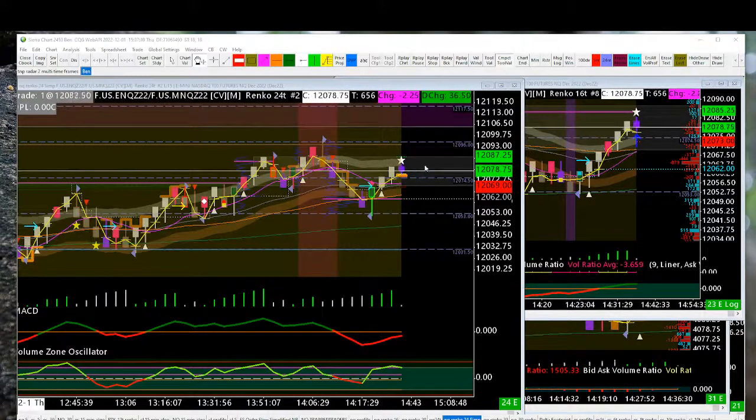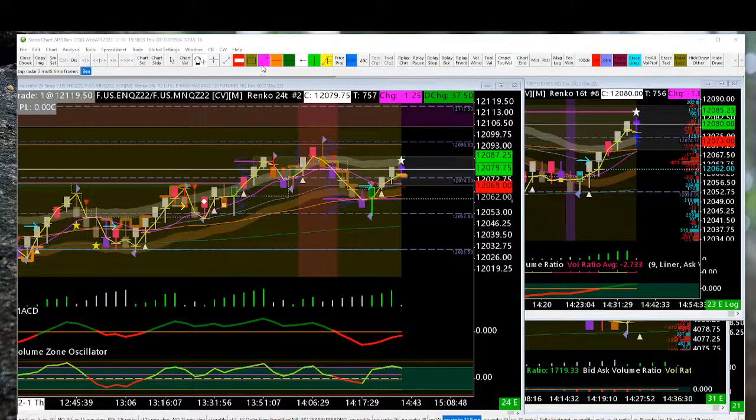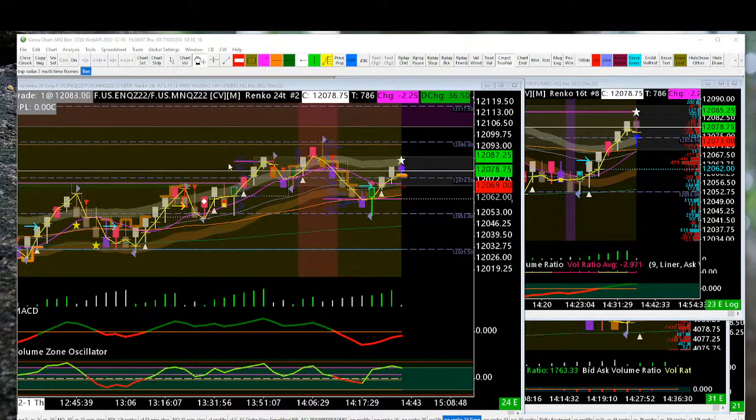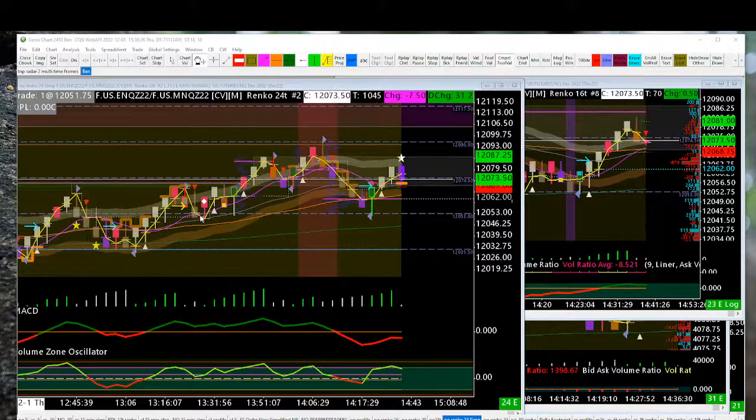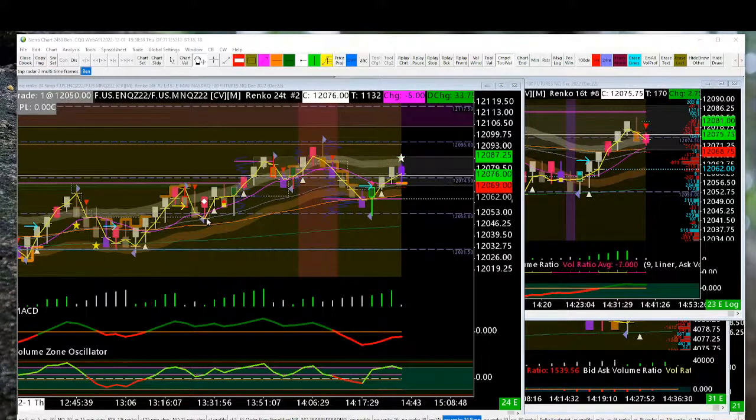Otherwise, I could wait for it to close and then get short anywhere in here on a pullback. That's okay too. But I've seen this work plenty of times. But notice if it just goes, it won't fill me and I won't lose anything. I'm not short yet.